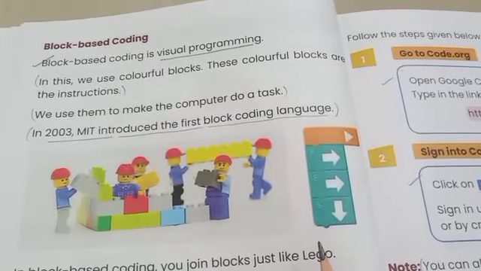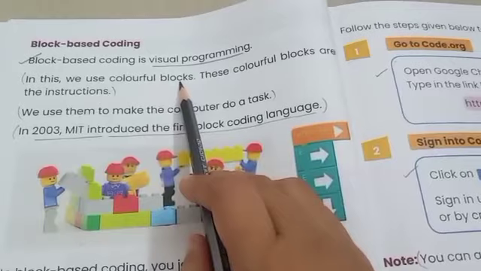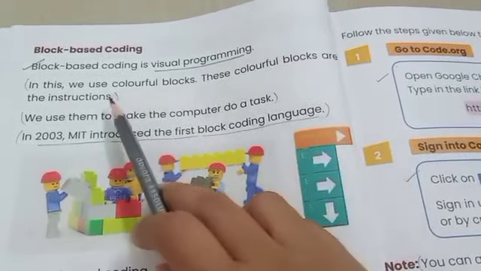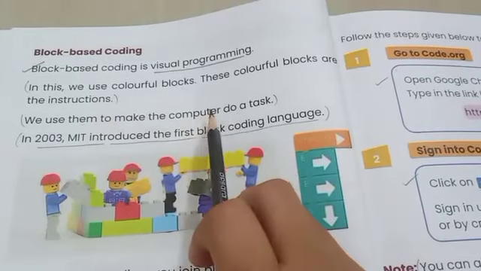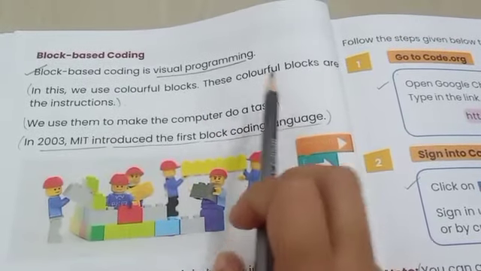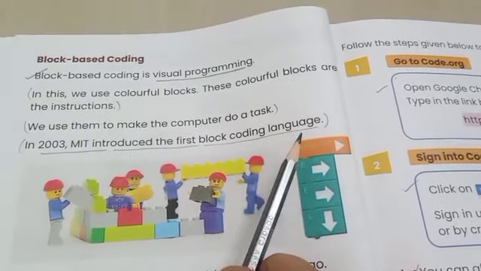In visual programming we use colorful blocks. These colorful blocks are the instructions for the computer. We use them to make the computer do a task. In 2003, MIT first introduced the block coding language.